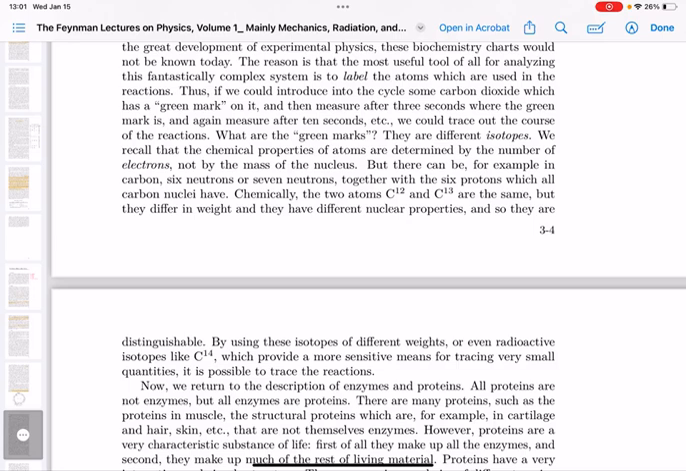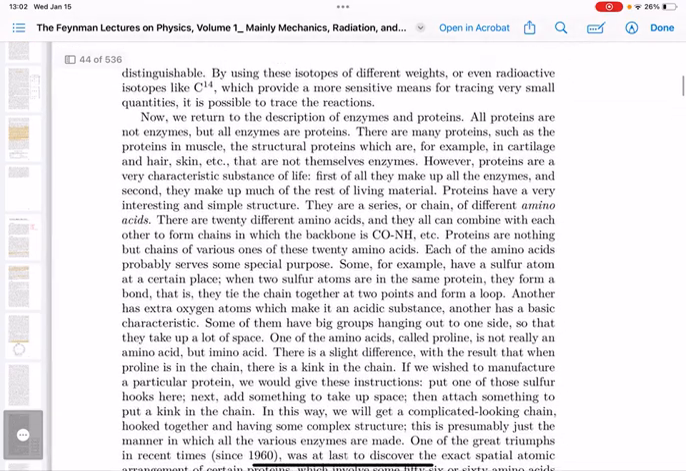We recall that the chemical properties of atoms are determined by the number of electrons, but not by the mass of the nucleus. But there can be, for example, in carbon, 6 neutrons or 7 neutrons, together with the 6 protons, which all carbon nuclei have. Chemically, the two atoms C12 and C13 are the same, but they differ in weight and they have different nuclear properties. And so they are distinguishable by using these isotopes.